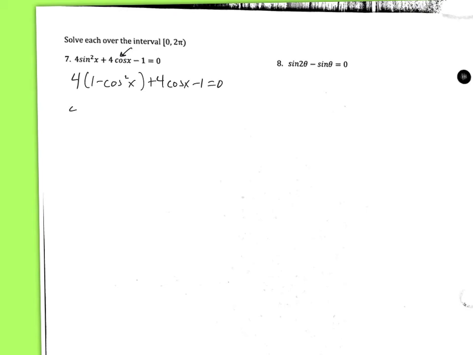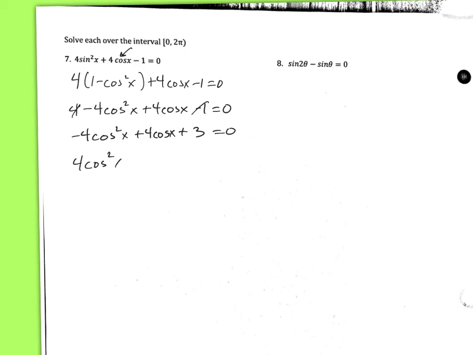And you can distribute the 4. So we have 4 minus 4 cosine squared plus 4 cosine x minus 1. I'm going to rearrange this. Negative 4 cosine squared x plus 4 cosine x, and then 4 minus 1 is a 3. And I'm going to change all the signs because I don't like to factor with a negative sign first. So all of these are going to become the opposite.